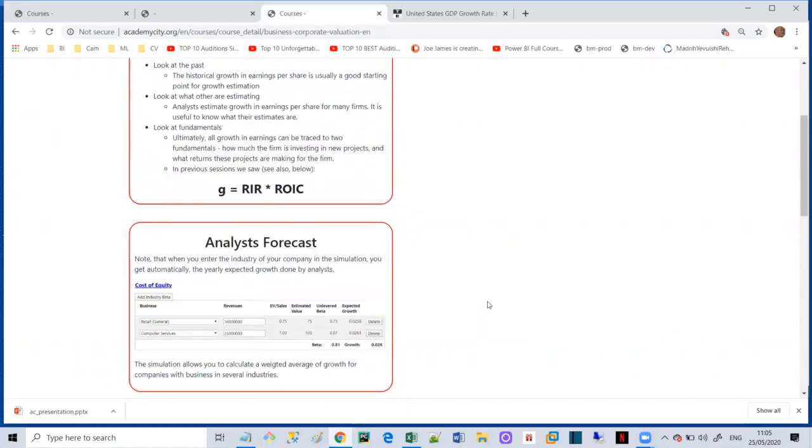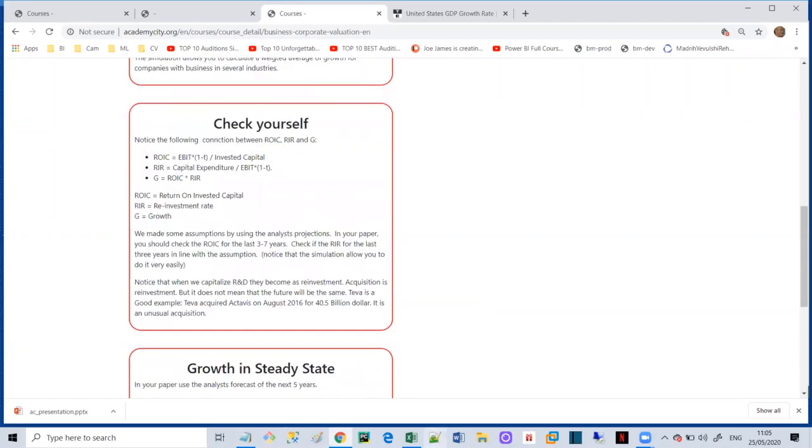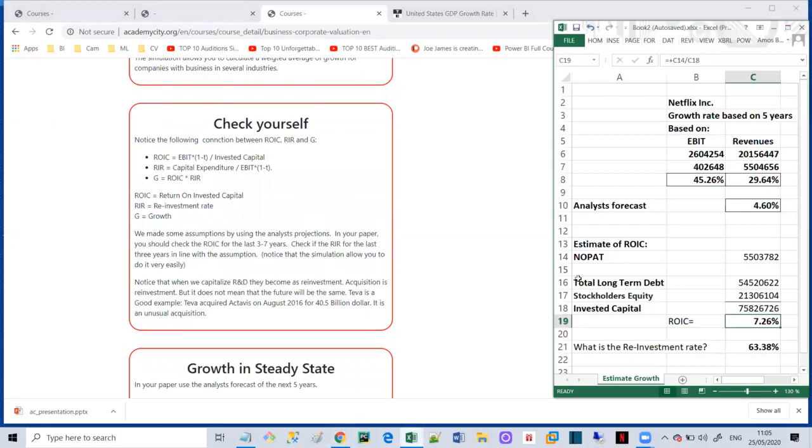We try to estimate growth for the next 5 years. We said we can use analyst forecasts based on the industries the company is involved in. We can use just the growth rate on specific numbers. Most used is EBIT. Sometimes some people use EBITDA, if you know what it is, and revenue. We came up with really totally different numbers.